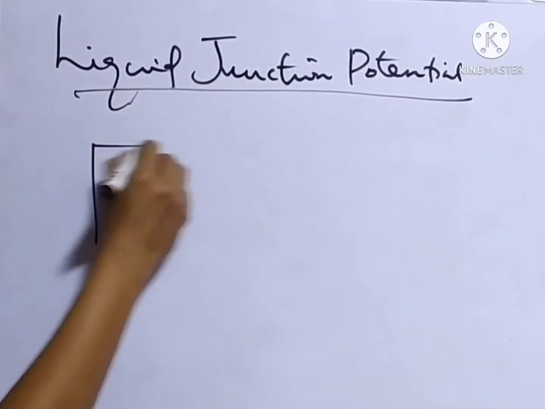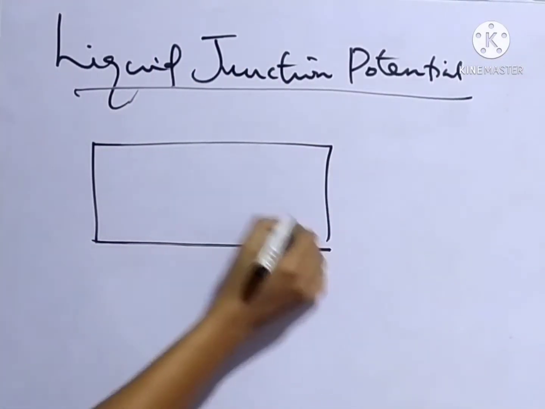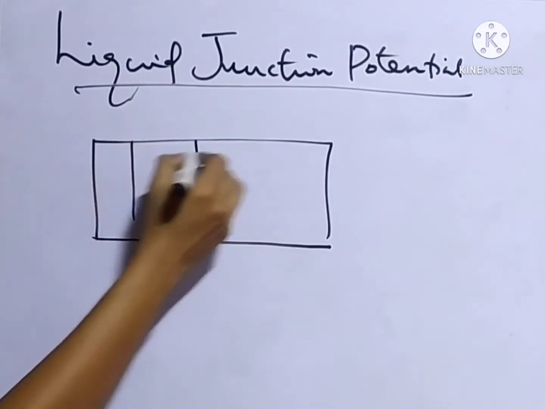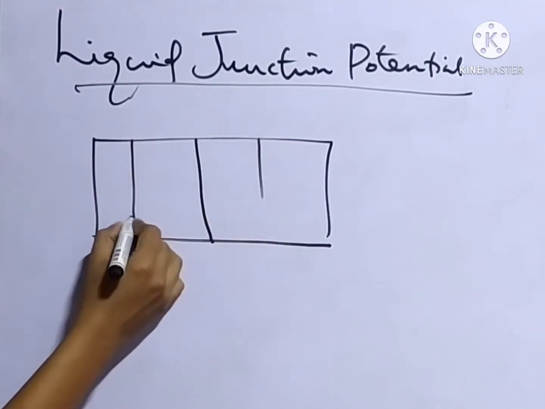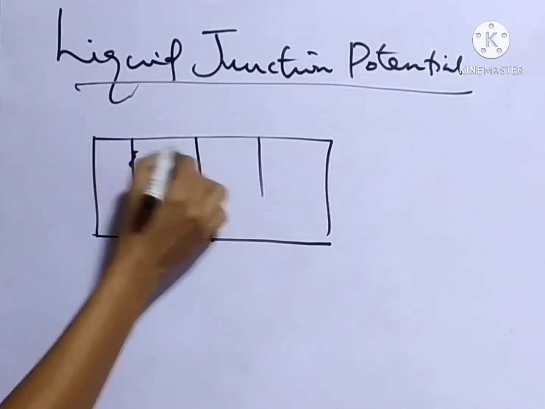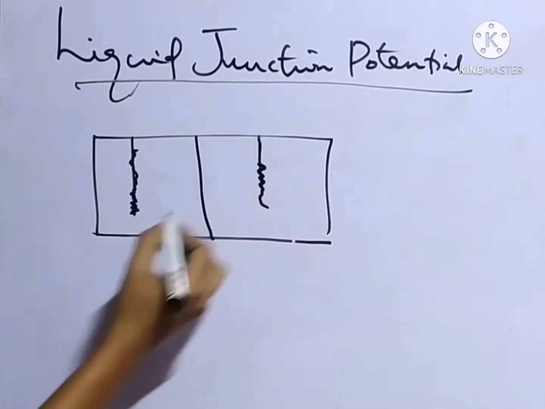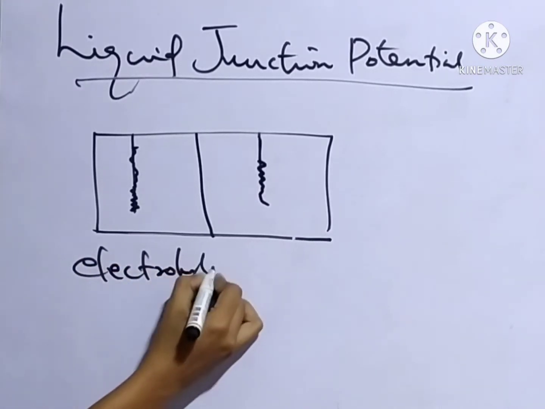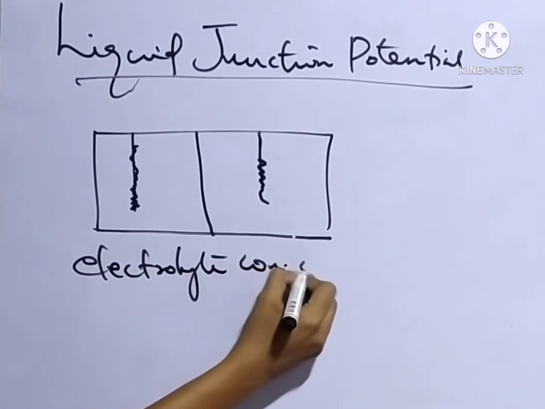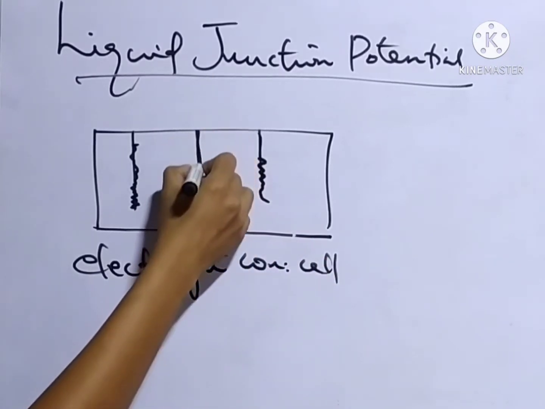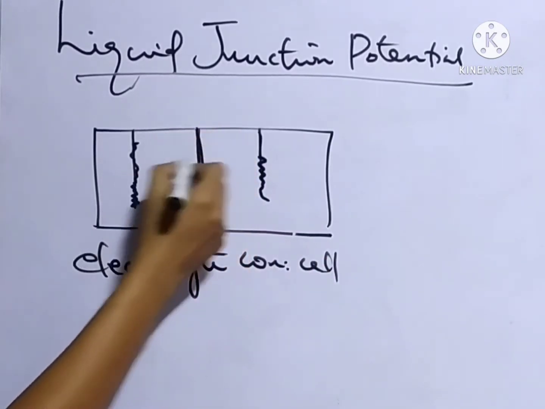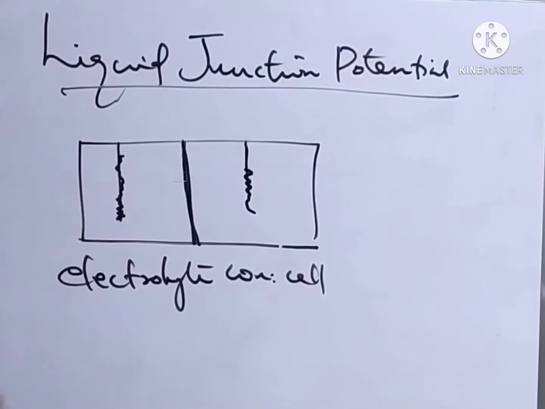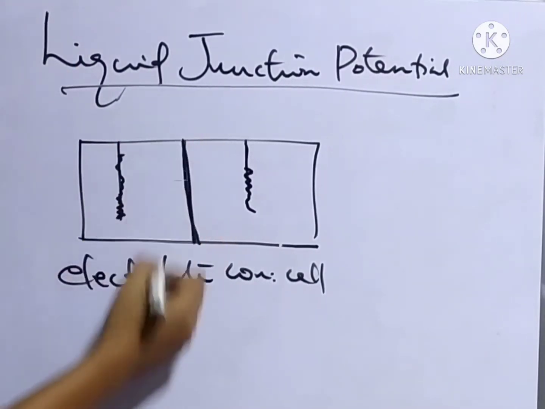So if you are constructing a concentration cell, an electrolyte concentration cell, consider this is an electrolyte concentration cell. So, this is the boundary between these two electrolytes. Here liquid junction potential is the potential developed around this boundary.